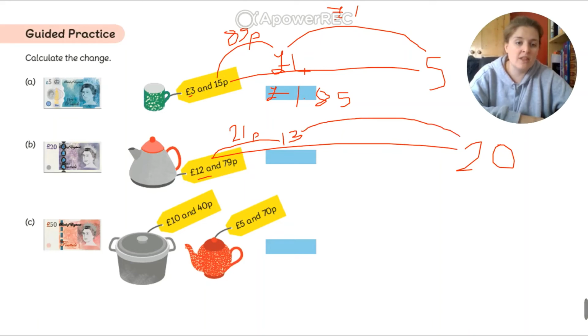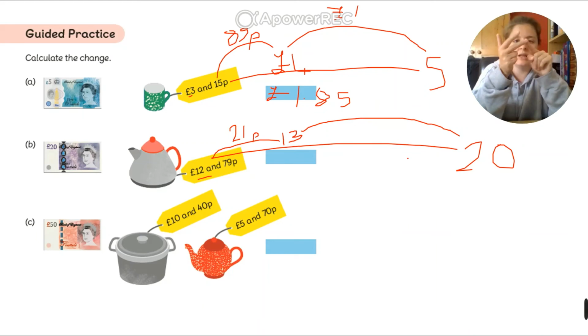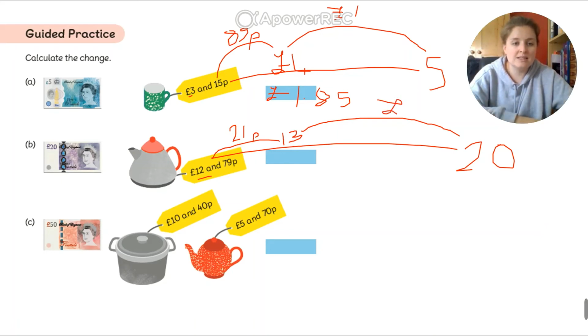And then I've just got to work out 13 to 20. In my head, 13, 14, 15, 16, 17, 18, 19, 20. 7 fingers. It took 7 counts to get to 20. So £7. That must mean the difference, when I buy a kettle, I will get £7 and 21 pence change.